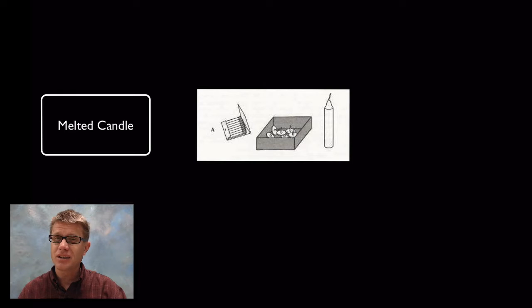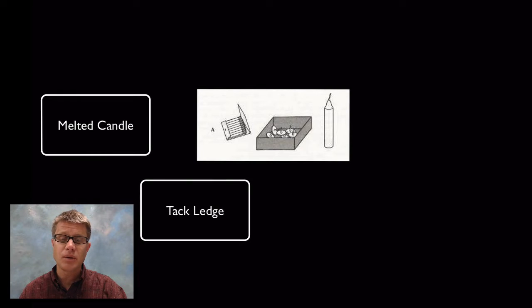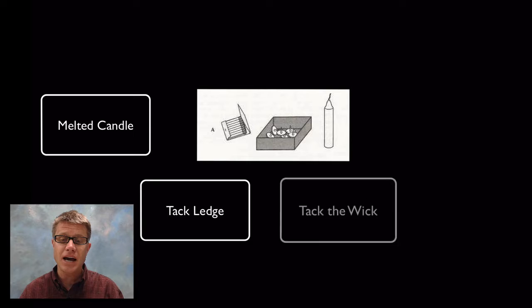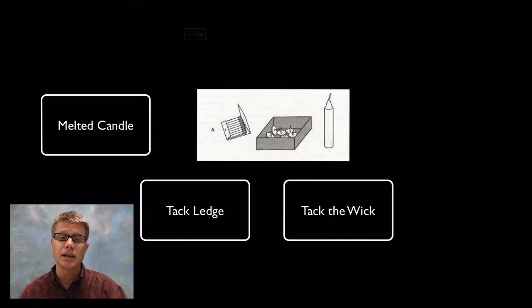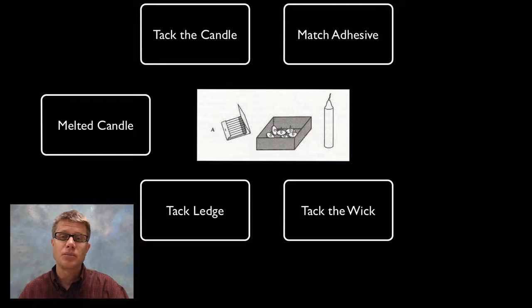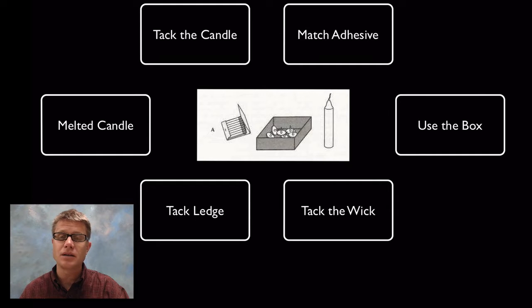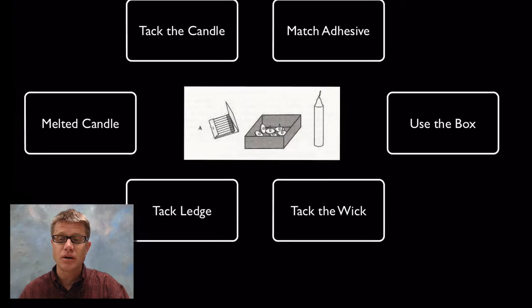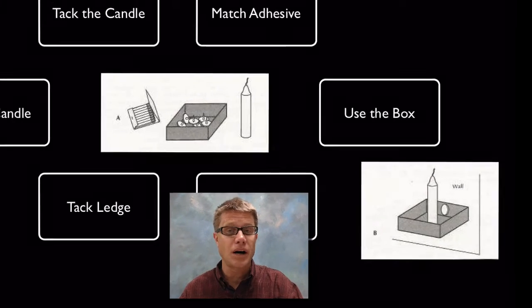Maybe you'll melt the candle and try to stick that to the wall. Maybe you'll build a ledge out of the tacks. Maybe you'll try to tack the wick and then light it. Maybe you'll try to kind of tack the candle. Maybe you'll try to make an adhesive out of the matches. And maybe you'll try to use the box that the tacks are in. And so it's a real brainstorming process when you're coming up with as many solutions as you possibly can. Now in this problem, there's only one of those that will actually work, and that is to use the box.